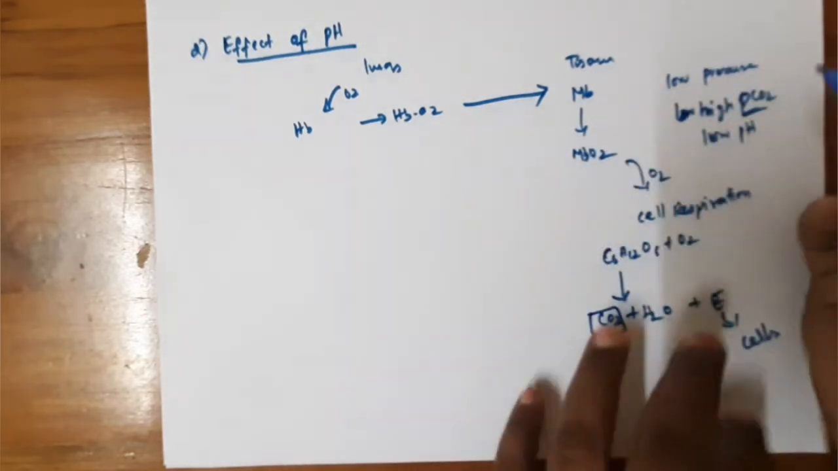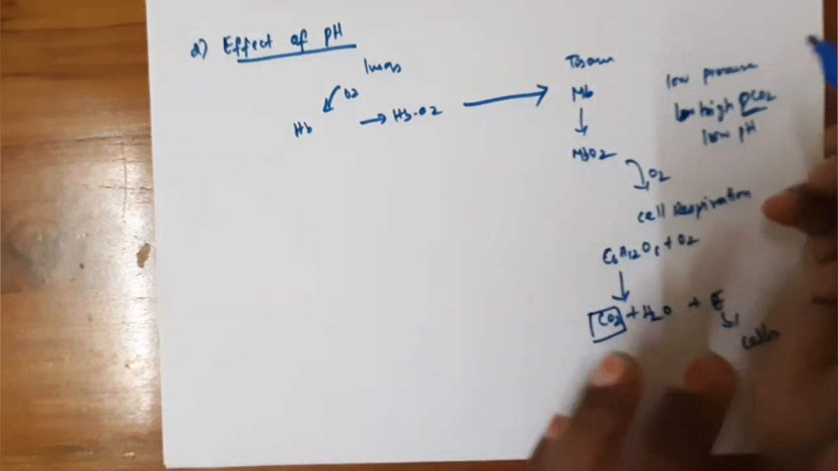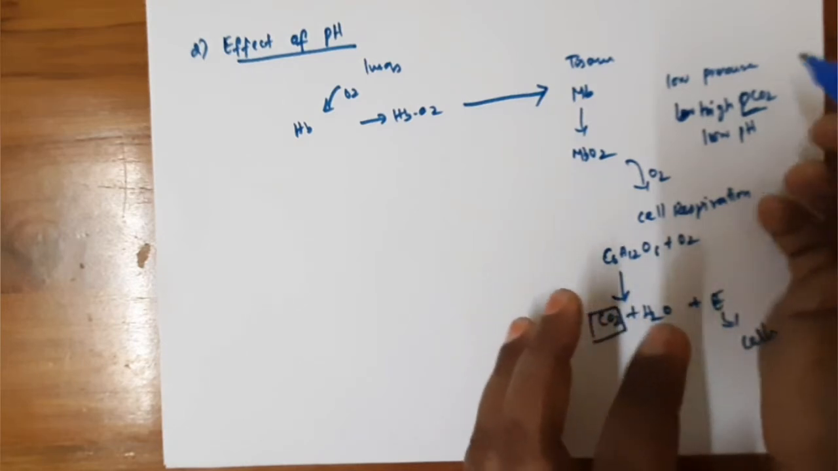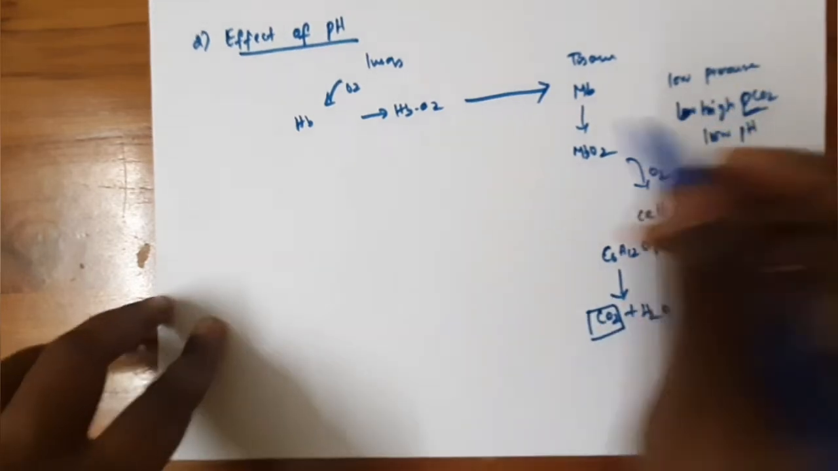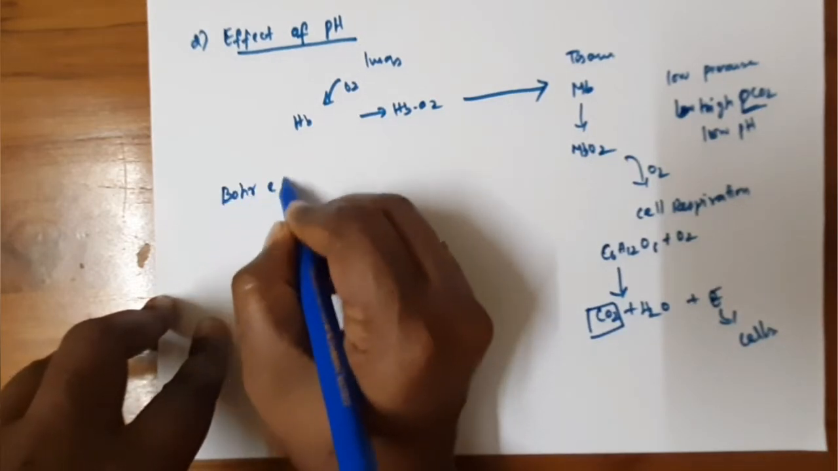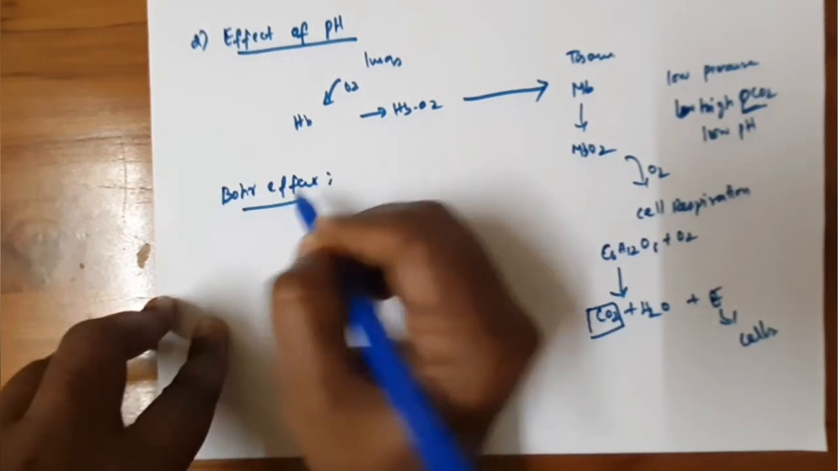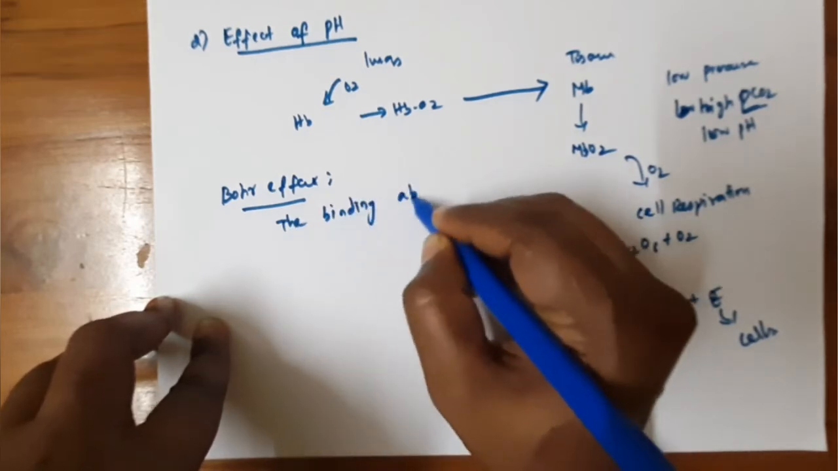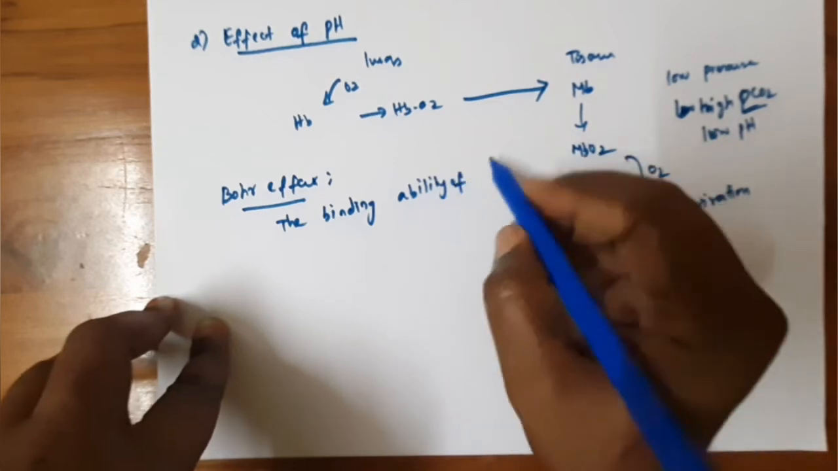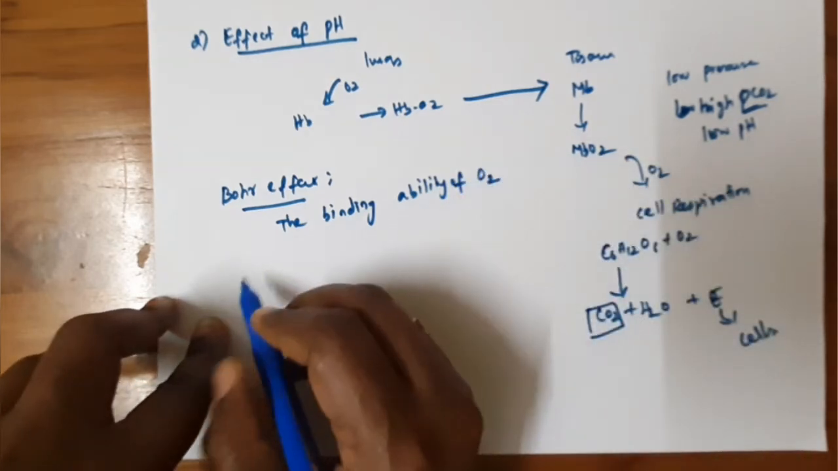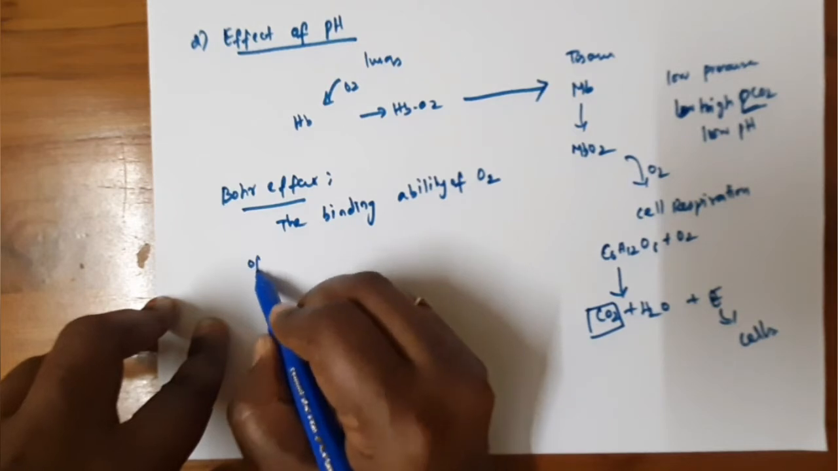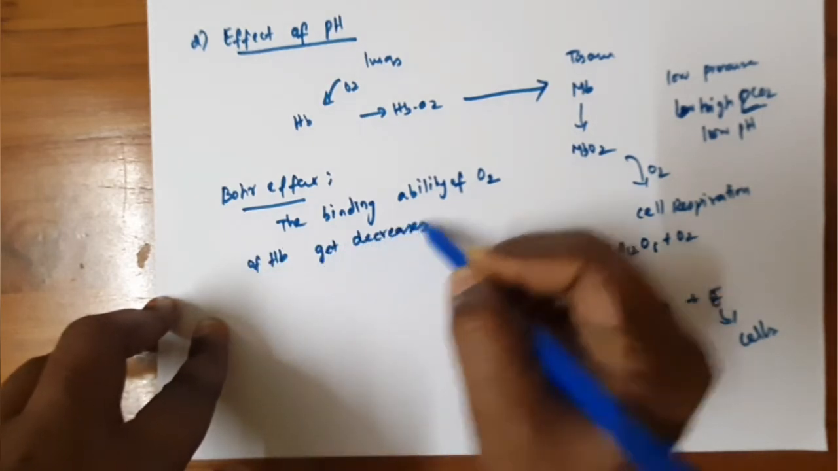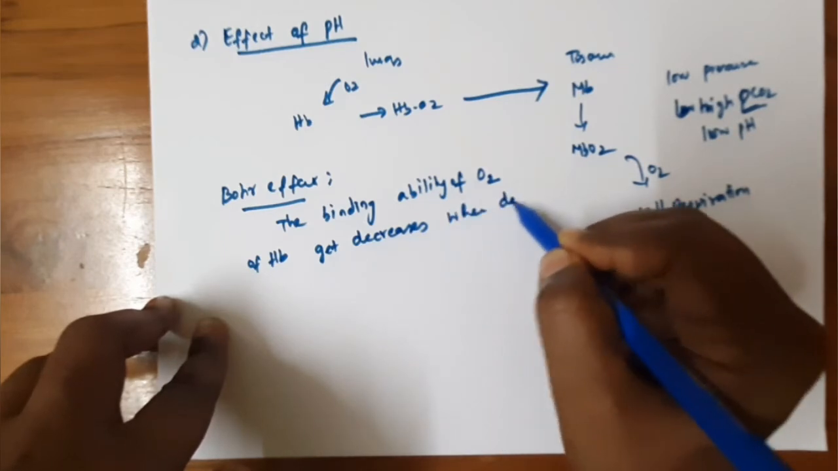So it suddenly releases the oxygen, because the binding ability of hemoglobin decreases when the pH of the blood decreases. This is called the Bohr effect. The Bohr effect is that the oxygen binding ability of hemoglobin decreases when the pH of the blood decreases.